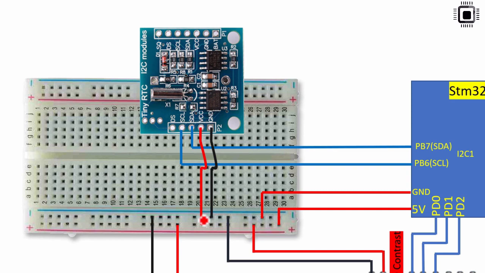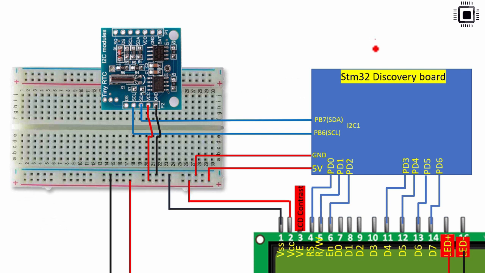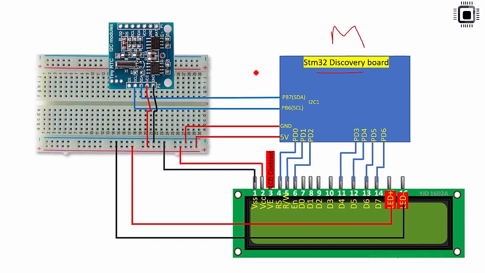VCC and ground, you should connect to the common VCC and common ground points on the breadboard. From the master side, you can get the 5V supply here, and the ground you should provide on the breadboard. I will discuss the LCD connection a little later. First, we'll test the communication between the STM32 discovery board and the RTC module. So first we'll make that connection and test it. We'll test the readings using printfs. Later I will explain the LCD connections.